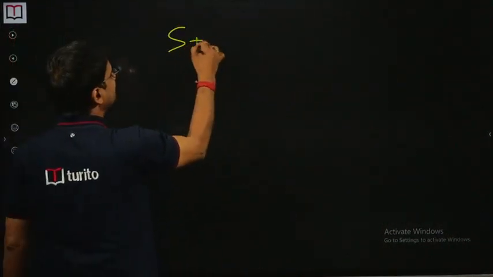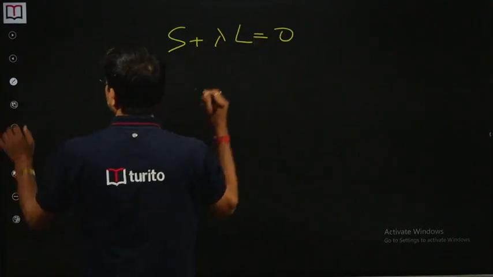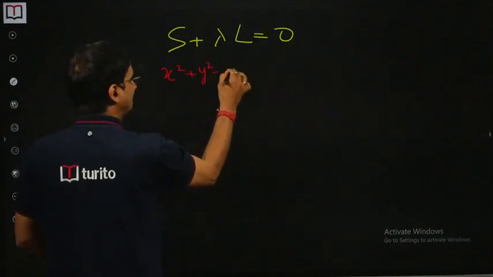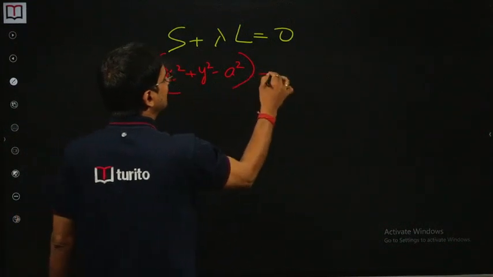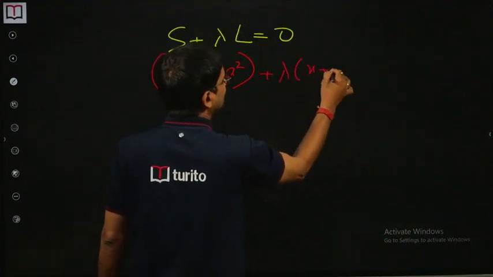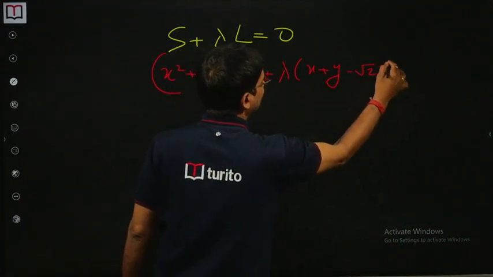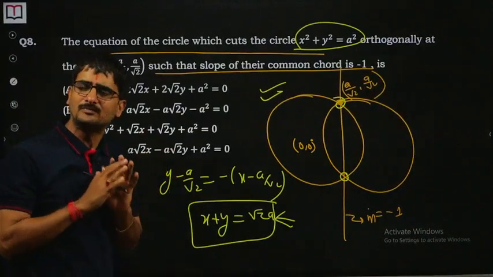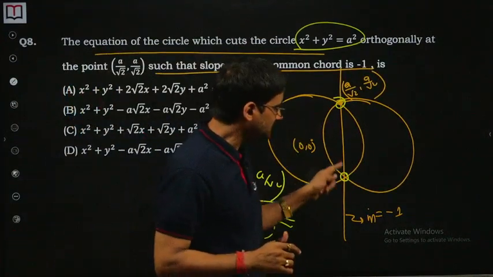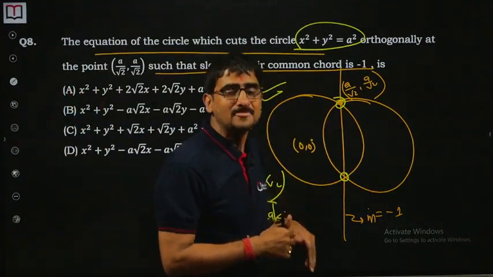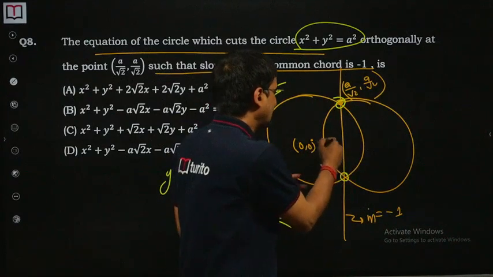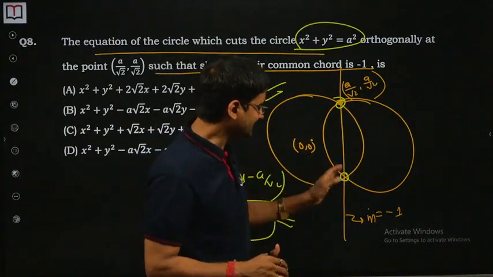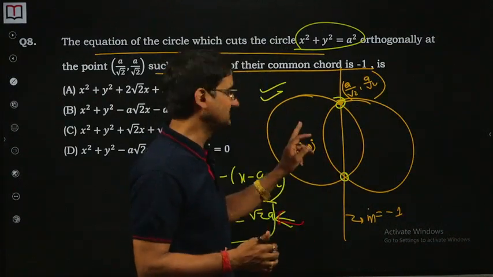It is S plus lambda times line equal to 0, and the equation of the circle is x square plus y square minus a square plus lambda times the line, which is x plus y minus root 2a equal to 0. Okay, so that's all possible circles which pass through these 2 points, all possible circles which pass through the point of intersection of the line. This is the line which is the common chord, and this is the circle.